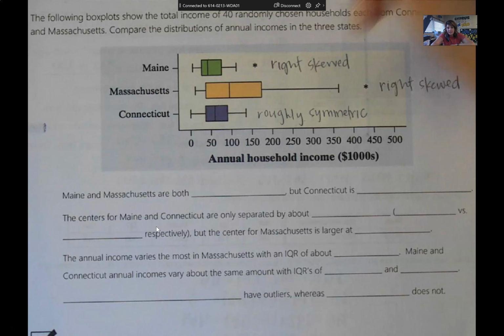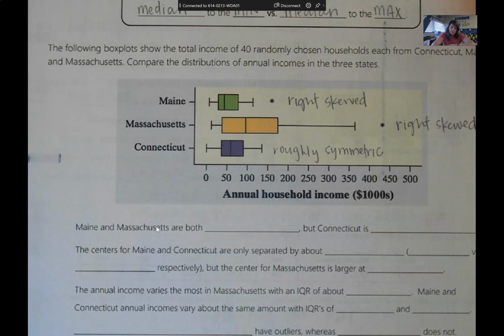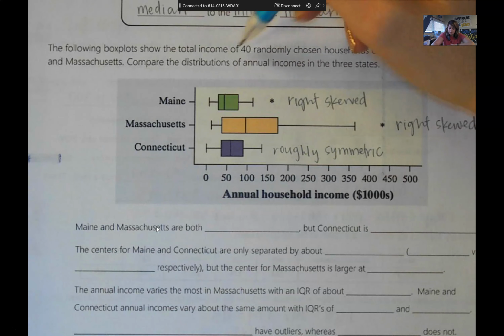So the following box plots show the total income of 40 randomly chosen households from Connecticut, Maine, and Massachusetts. Compare the distribution of annual incomes in the 3 states. So we're going to compare these distributions. Now remember, when we do comparisons, we're always going to address shape, center, spread, outliers. And one thing to note is that if they give you a box plot, in almost all cases, so in most cases, they want you to find IQR.